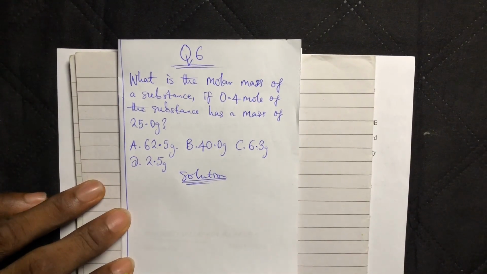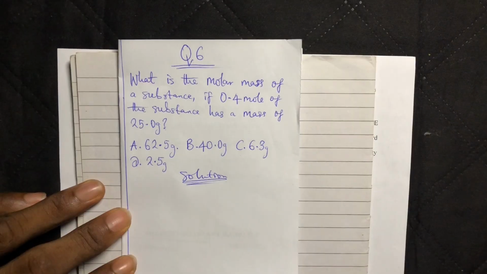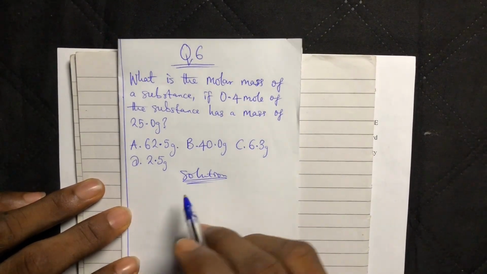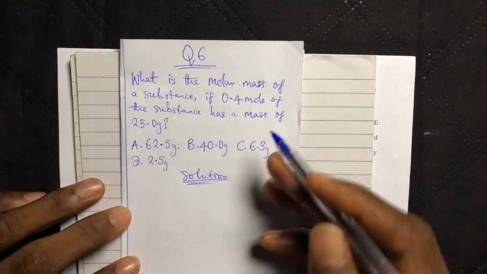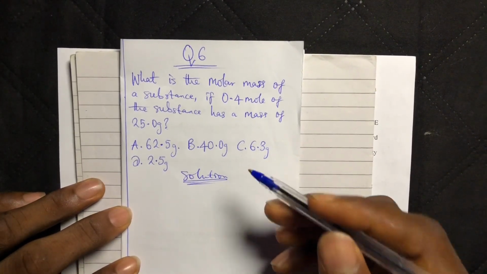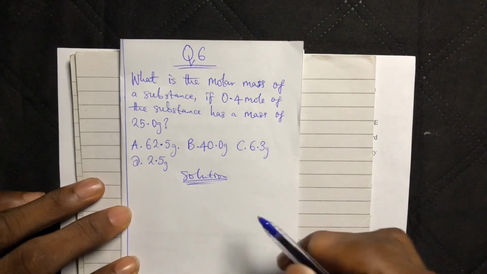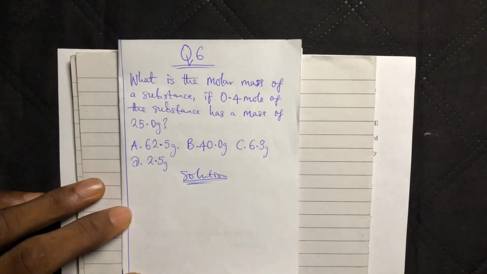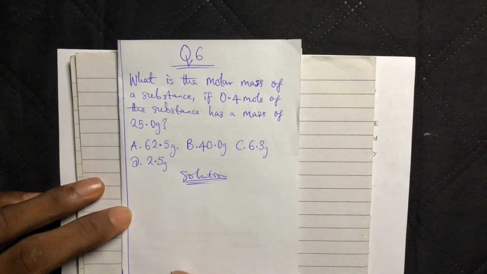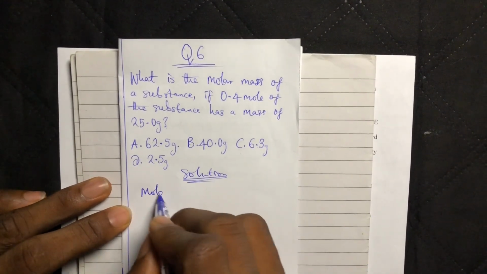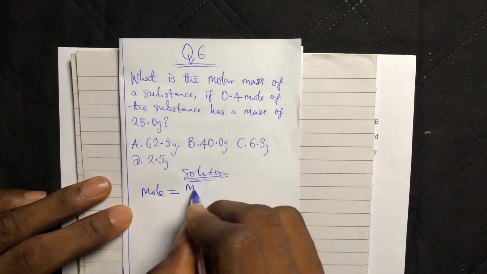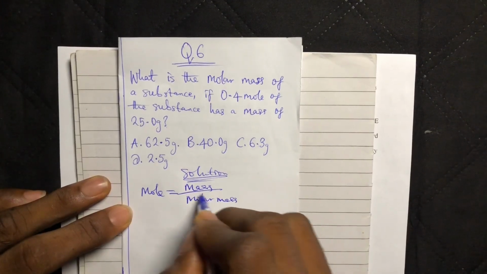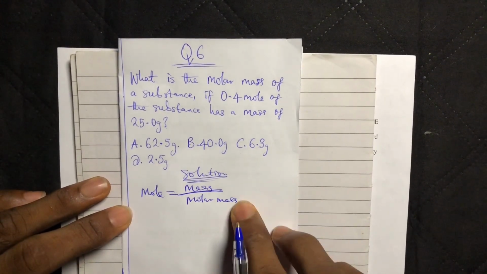Now, what is the next thing you're going to do at this point? You're going to think about the correct formula that will help you answer this question. And if you go through the list of formulas that I gave in our first video too, you're going to see the correct and accurate formula that will give you the answer to this particular question. And what is that formula? The formula is mole equal to mass over molar mass.